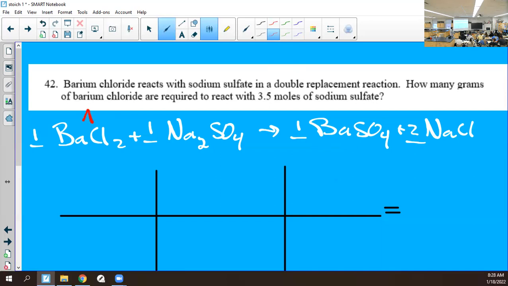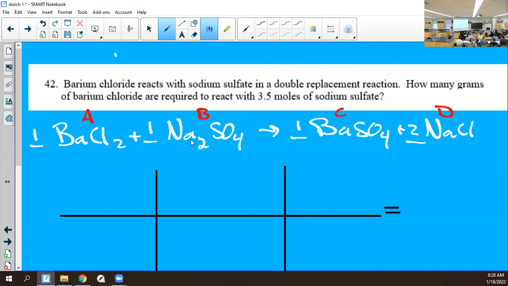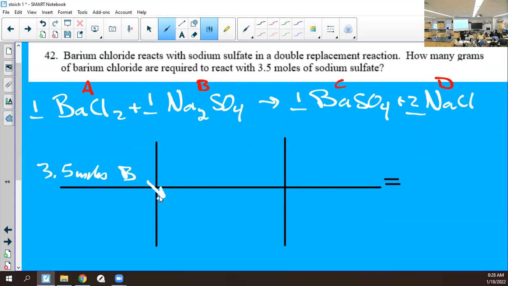I'm going to call these A, B, C, and D. You all right with that? It's just to save me some writing. You'll see what I mean. So it gives me 3.5 moles of sodium sulfate. Instead of writing Na2SO4 3 times, I'm just going to say 3.5 moles of B. That makes sense? Okay, then I know what unit goes down there: moles of Na2SO4, which I am just calling B to save me some time.